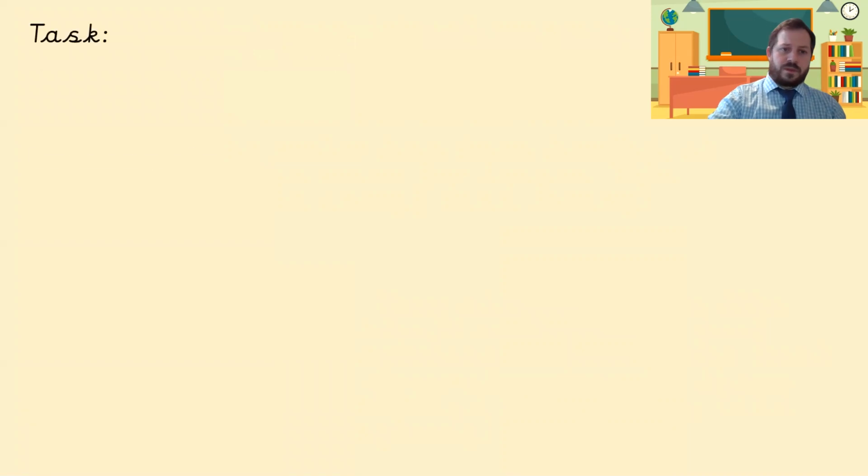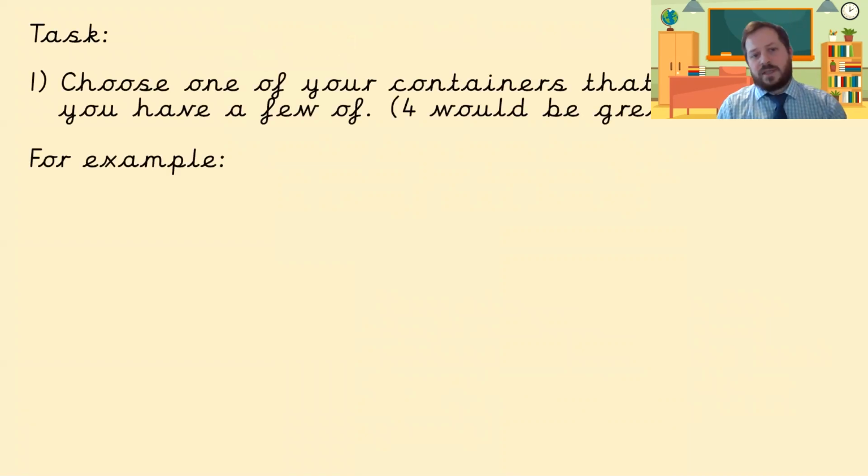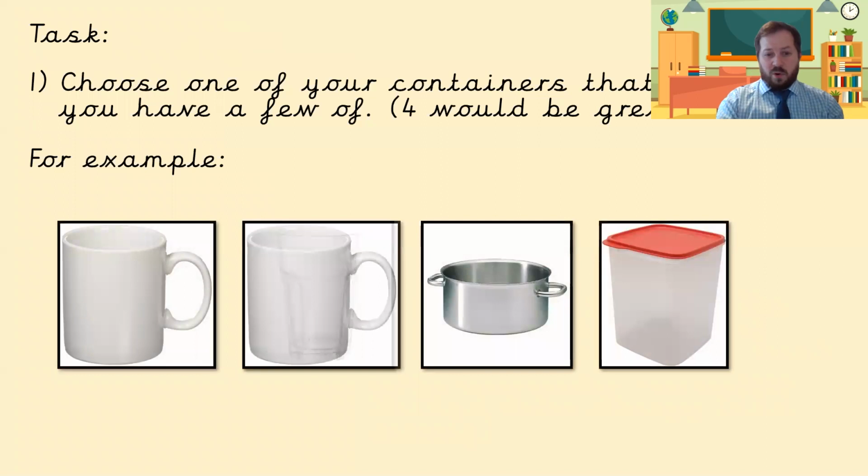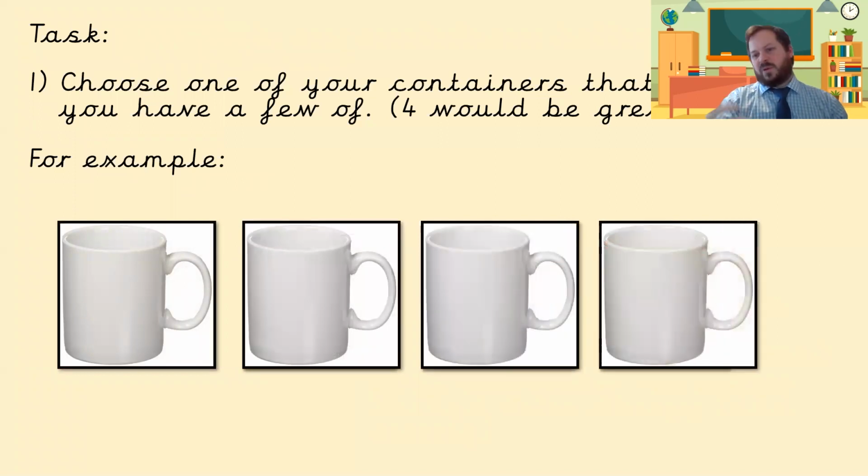So, your task. You choose one of the containers that you have already got. So, preferably one that you've got more of. At least 4 would be good. For example, in this case, I could choose 4 glasses as long as they're the same, or 4 mugs, because that's nice and easy to have a set of those. And this just means that it's slightly fairer because we're using the same base material.